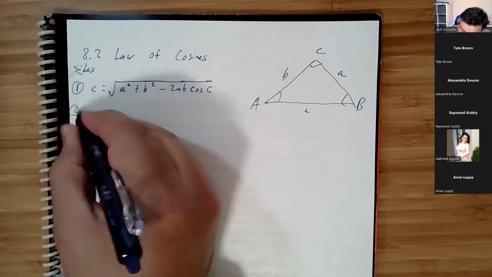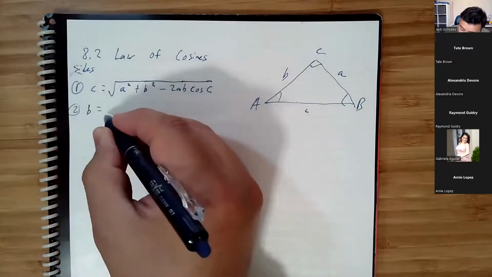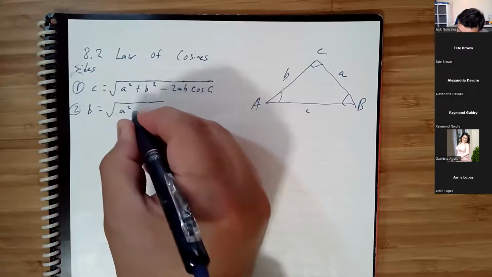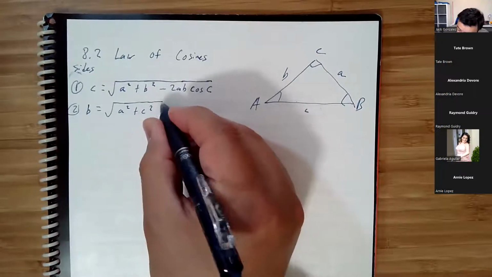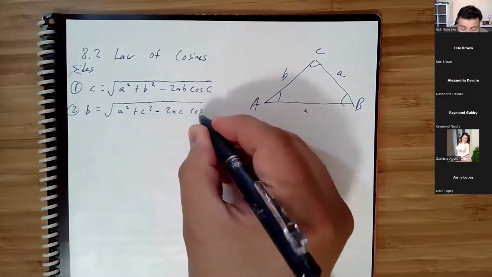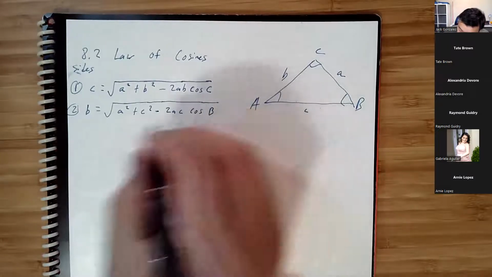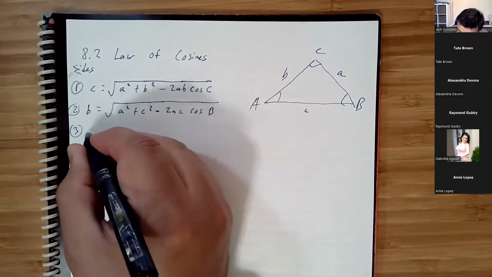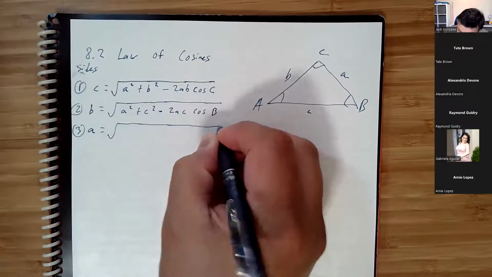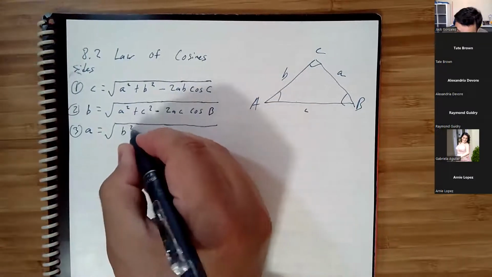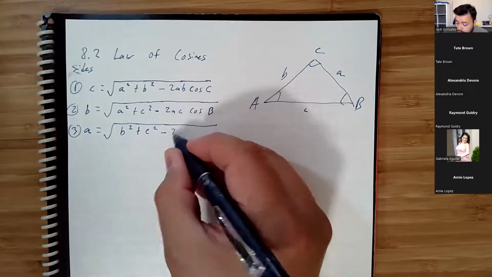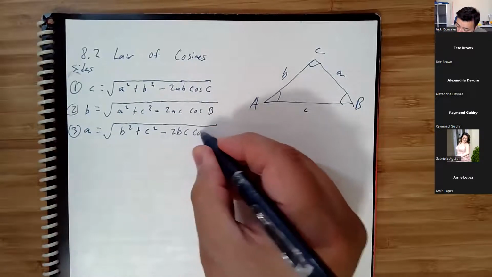Number two, little b. That'll be a squared plus c squared minus 2ac cosine B. Little a will be b squared plus c squared minus 2bc cosine A.